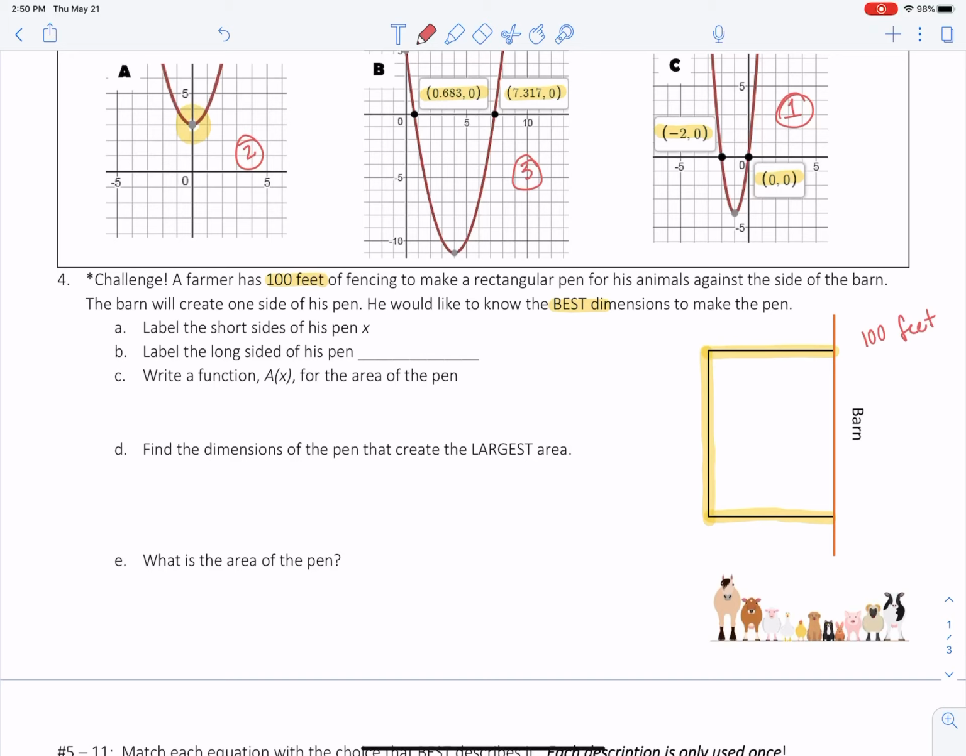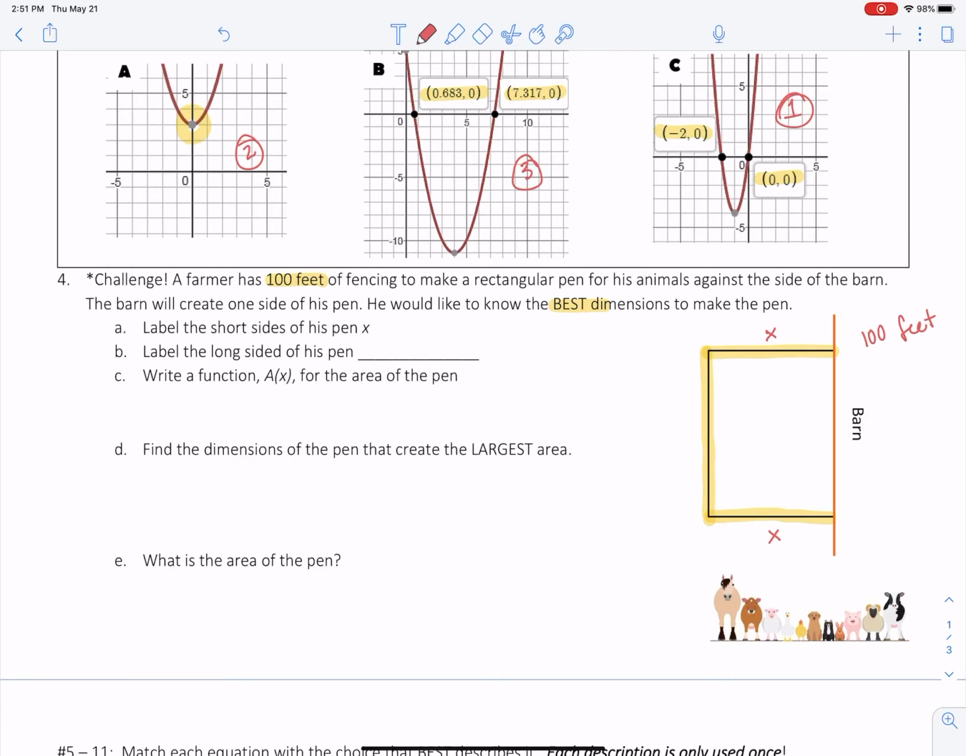A says label the short sides of his pen X. So this side is going to be X, and because it's rectangular, the opposite side is going to be the same length. So for instance, if one side was 10, the other side would also be 10. One side was 15, the other side would also be 15. They have to be the same exact length.